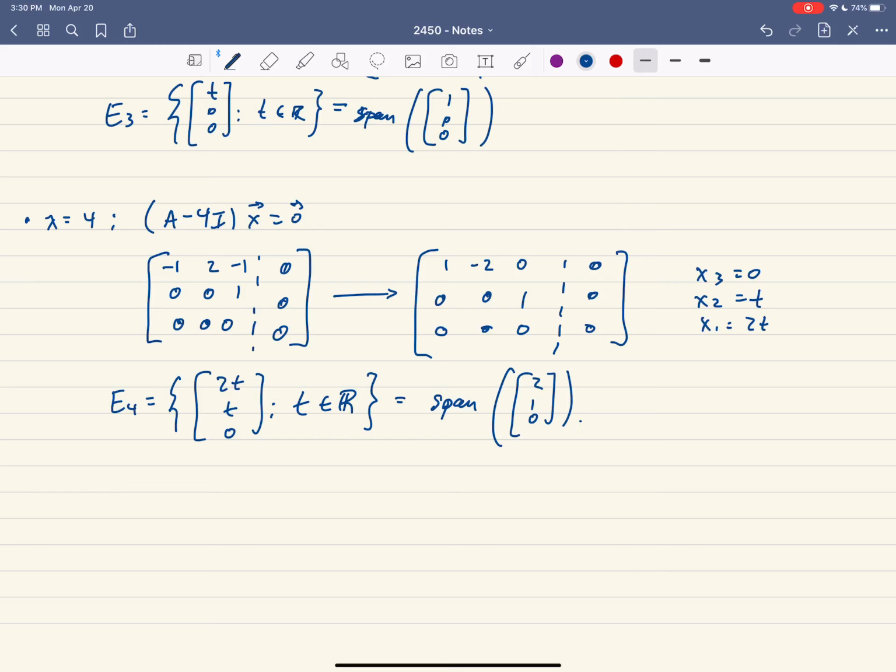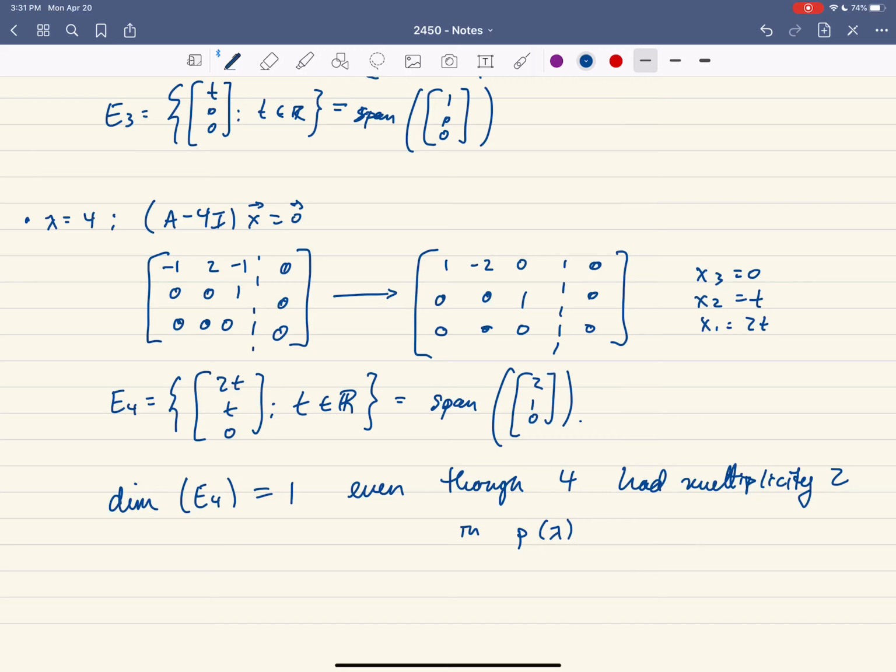So it turns out that in this case, the dimension of the eigenspace E4 was just 1, even though 4 had multiplicity 2 in the characteristic equation p of lambda equals 0. So the dimension of the eigenspace is always less than or equal to the multiplicity. In this case, it's strictly less than the multiplicity, and that's going to happen. It's worth seeing an example where that happens. We'll see where the dimension of the eigenspace and the multiplicity being different leads to problems down the road.